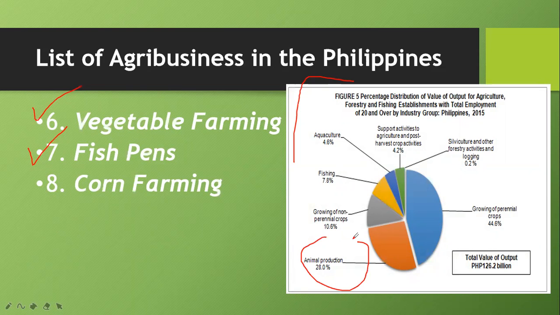Labi na kung mao jud na siya imong forte or you really know how to manage it. So kabalo jud ka kung unsaon nimo siya pag buhat, unsaon nimo siya pag trabaho. Then this business is a really good business. Okay? Now let's go to the next one.